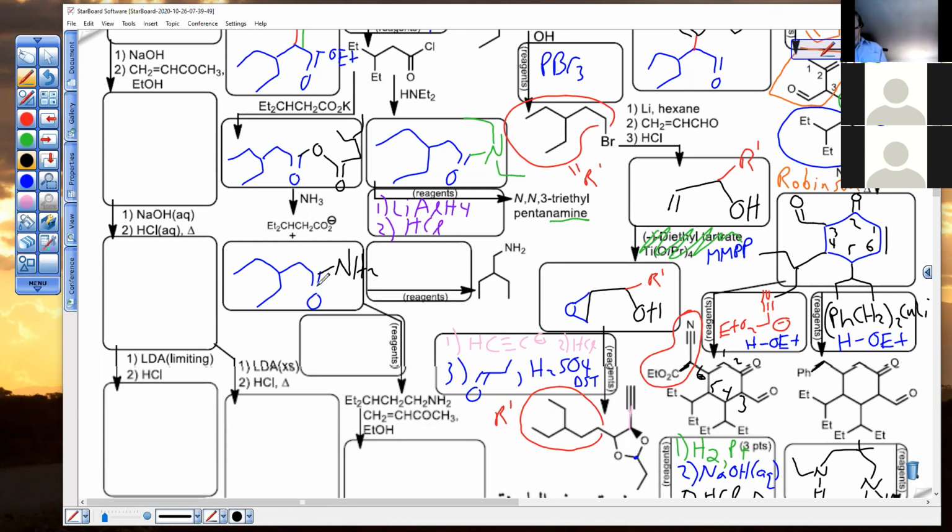What set of reagents will make this into the thing that has the same number of carbons? Let's verify. 1, 2, 3, 4, 5. 1, 2, 3, 4, 5. Same number of carbons, but the carbonyl is now a CH2. We did that right here. That's lithium aluminum hydride followed by HCl.